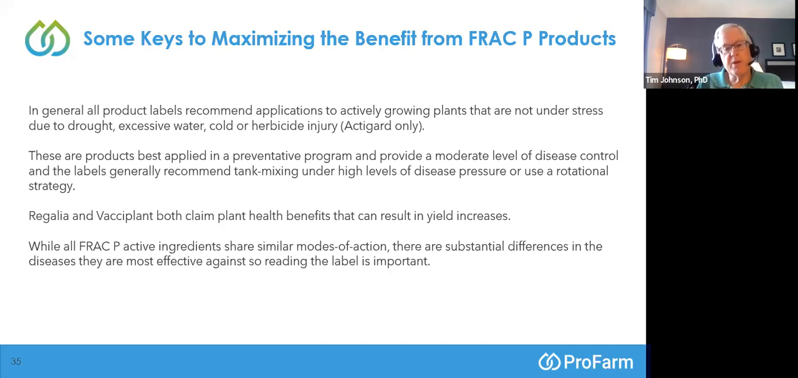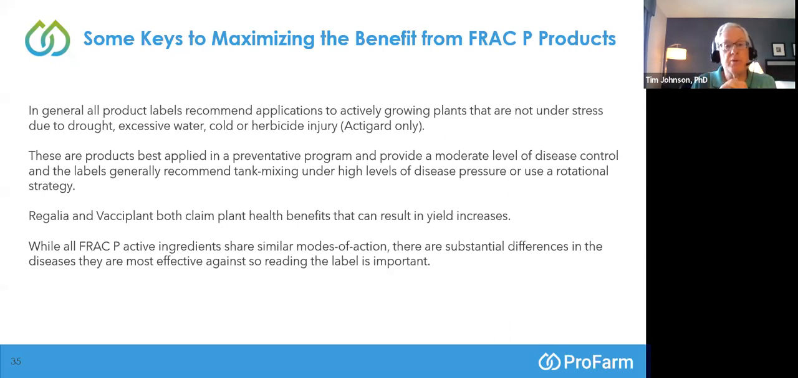All of these FRAC code P products have a rate that has to fall within a certain amount of water. So percent volume to volume, or concentration, is important with these products. You'll see a rate and you'll also see some water recommendations. That's to make sure that they stay within a certain range of dilution that typically relates to crop safety.